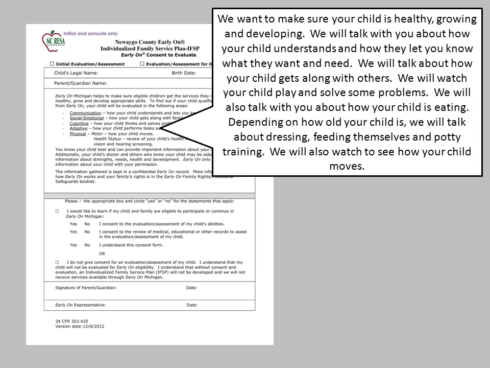The first part that we want to talk about is we want to make sure your child is healthy, growing, and developing. We're going to talk with you about how your child understands, how they let you know what they want and need. We'll talk to you about how your child gets along with others. We'll watch your child play and solve some problems. We'll also talk with you about how your child is eating. And depending on how old your child is, we'll talk about dressing, feeding themselves, and potty training. We'll also watch to see how your child moves.